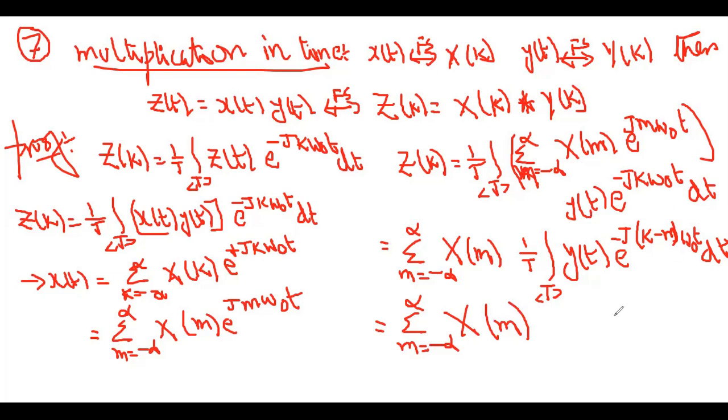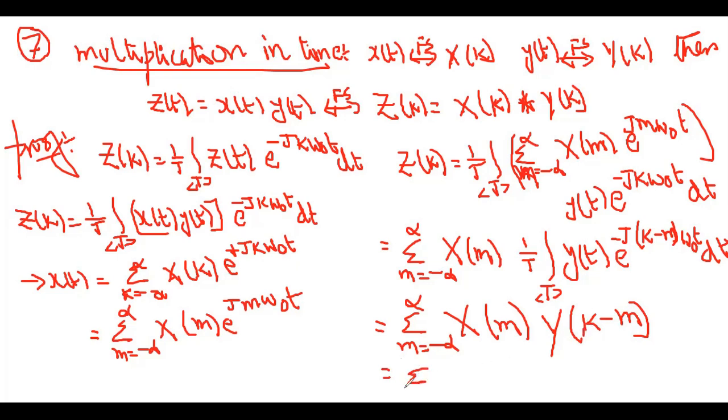According to the frequency shift property, the frequency is here of k, and the sum of m equal to minus infinity to infinity. Totally, by using the frequency shift property, Y of k becomes Y of k minus m. The sum of m equal to minus infinity to infinity X of k, Y of n minus k. Here k minus m, replace the m value as k, and the k value is n.